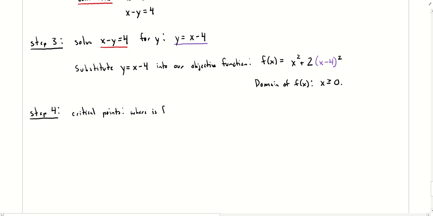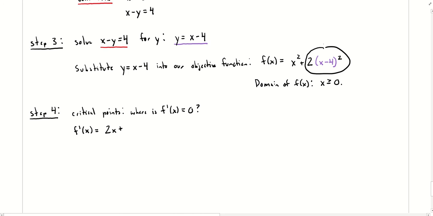So where is f prime of x equal to 0? Well, let's first find f prime of x. So let's find that first derivative. So I'm taking the derivative of this. So derivative of x squared is 2x plus derivative of this piece.